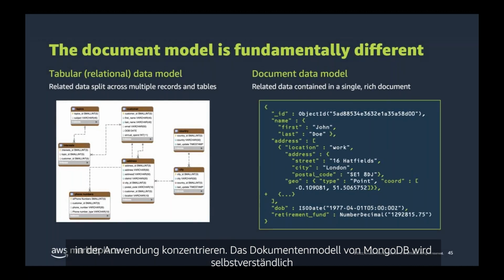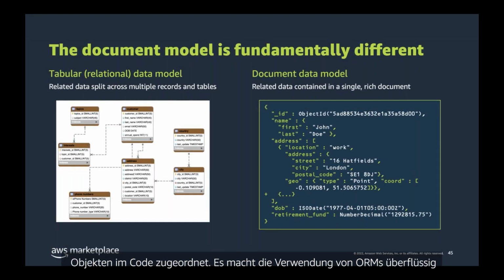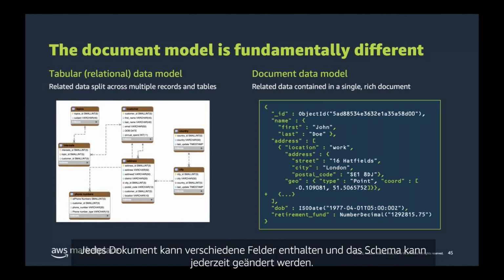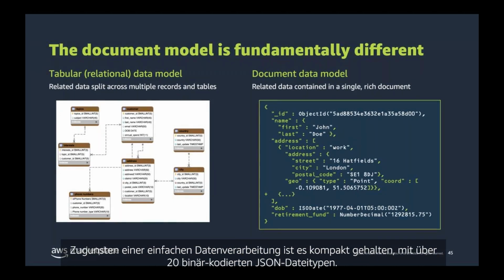MongoDB's document model naturally maps to objects in code. It eliminates requirements to use ORMs and breaks down complex interdependencies between developer and DBA teams. You can represent data of any structure. Each document can contain different fields, and the schema can be modified at any time. It's strongly typed for ease of processing with over 20 binary encoded JSON data types.